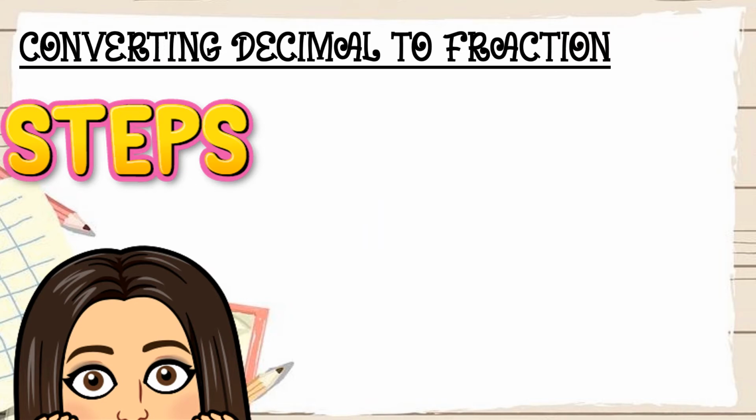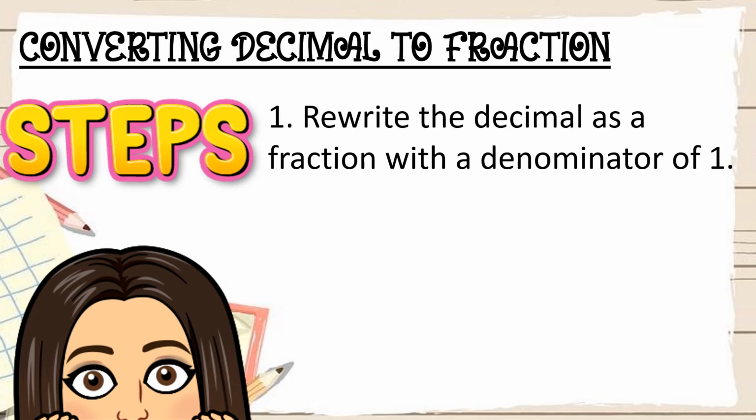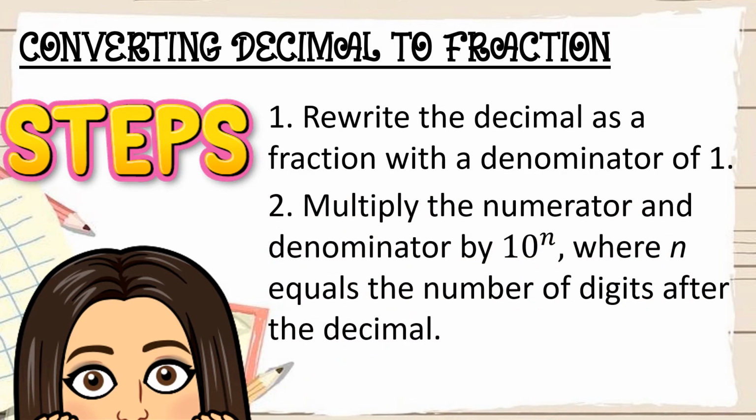Now, let's see how we convert decimal to fraction. We have here the following steps on how we convert decimal to fraction. First one, we have to rewrite the decimal as a fraction with a denominator of 1. Then, we multiply the numerator and the denominator by 10 raised to n, where n is equal to the number of digits after the decimal. And then the third one is we simplify. Okay?